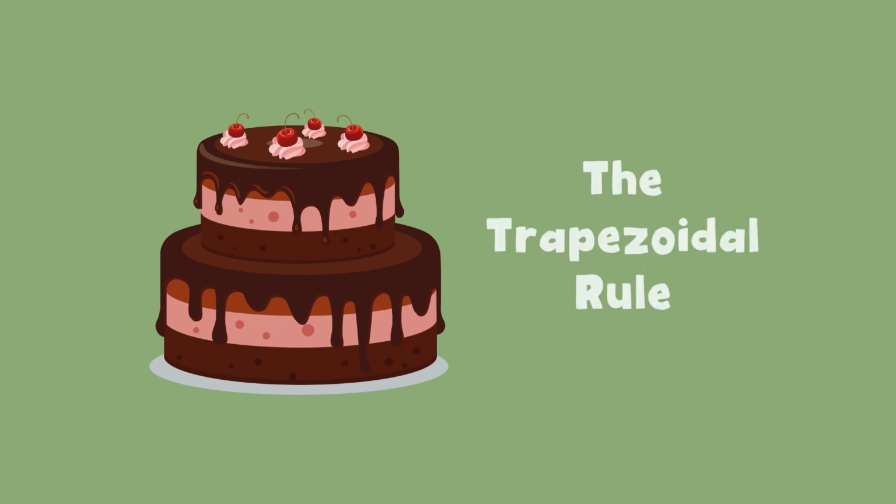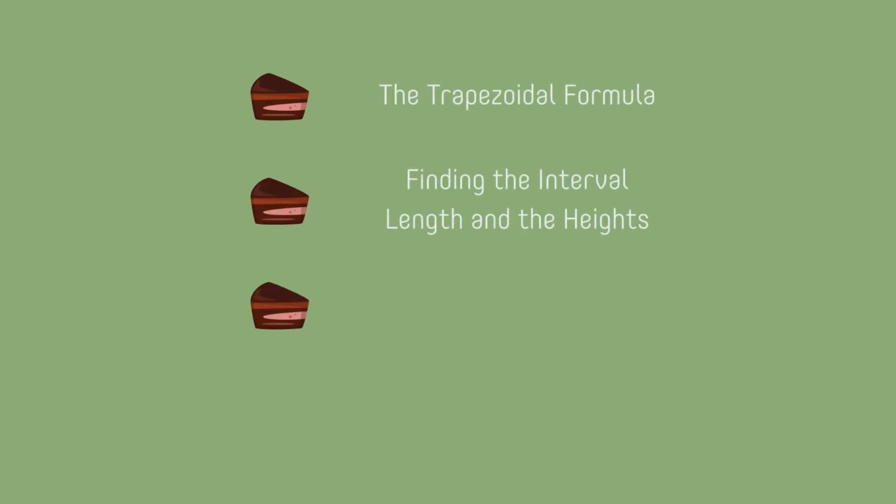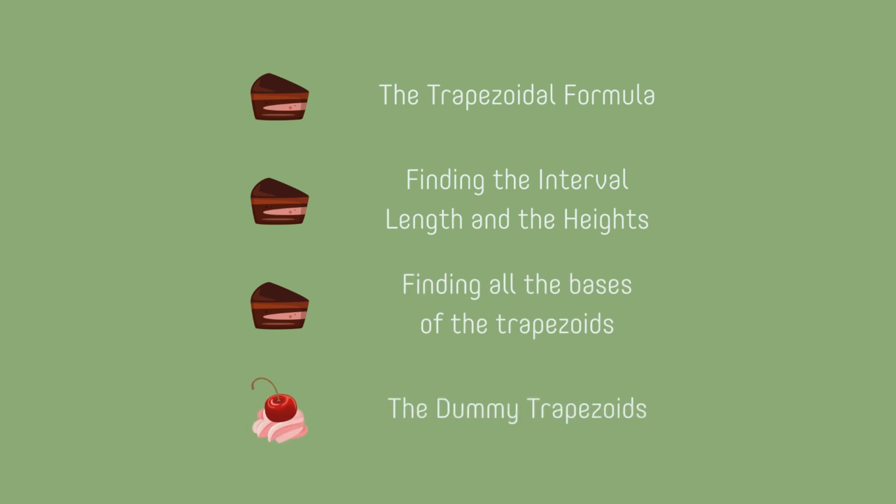Our menu for today is this big cake called the trapezoidal rule. Since it's a big cake, we're going to cut it into several tiny parts. First, we will rediscover the trapezoidal formula, then we'll find out how to find the heights and the bases of the trapezoids, and then there's this little trick called the dummy trapezoids.